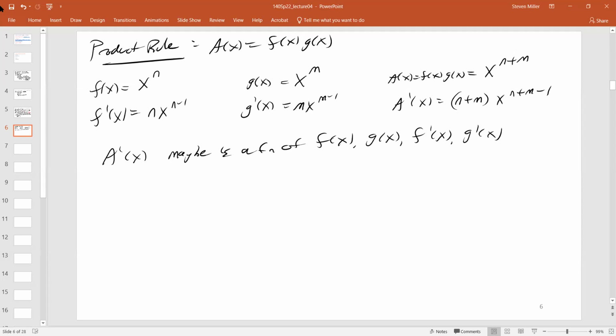And so is there any way to combine f, g, f prime, and g prime to get a prime of x? Well, we see a prime of x has x to the n plus m minus 1. How can I get a term x to the n plus m minus 1? Any thoughts as to which ones I can combine?